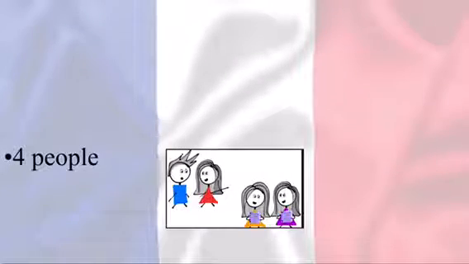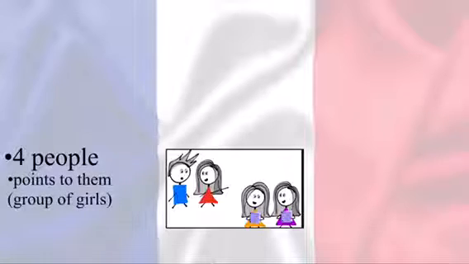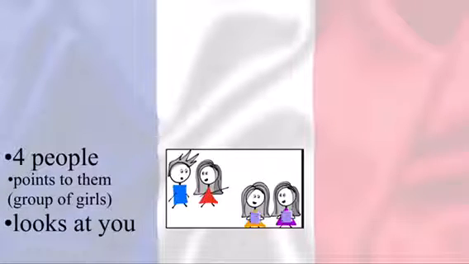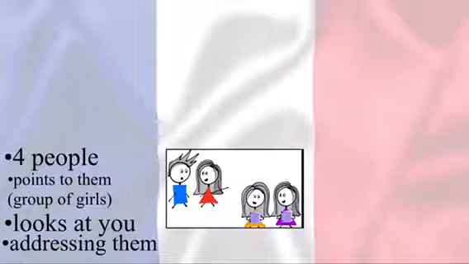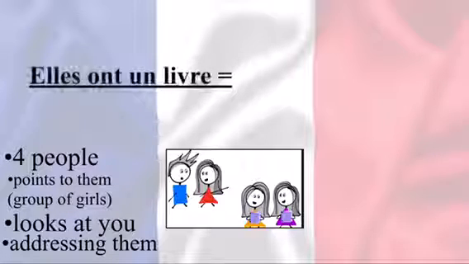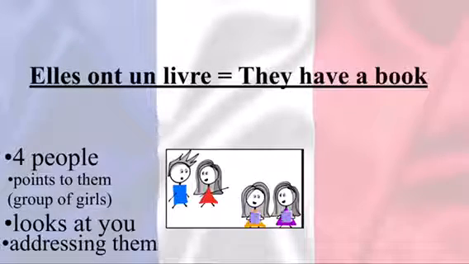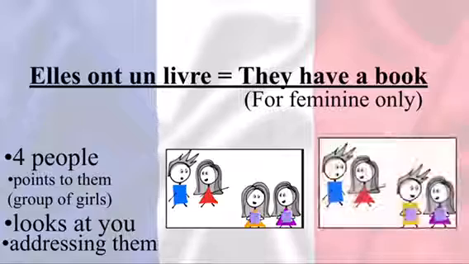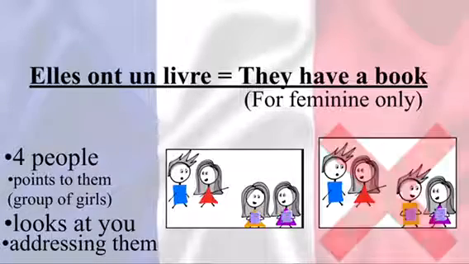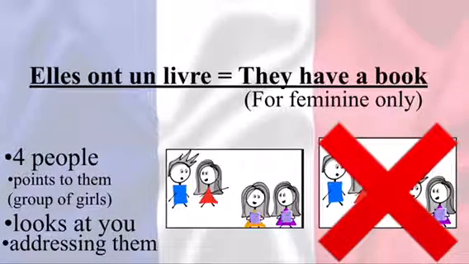Okay, here we have 4 people, me, you, and 2 anonymous girls. The anonymous girls both possess a book, and my finger is pointing to them while keeping my attention on you, symbolizing that I'm talking about the group of girls to you. Therefore, this picture should be labeled elles ont un livre. They have a book, as elles ont means they have. But elles ont only refers to a group of girls. There can't be any men in this group, or else it would be the previous ils ont, as we've discussed prior.